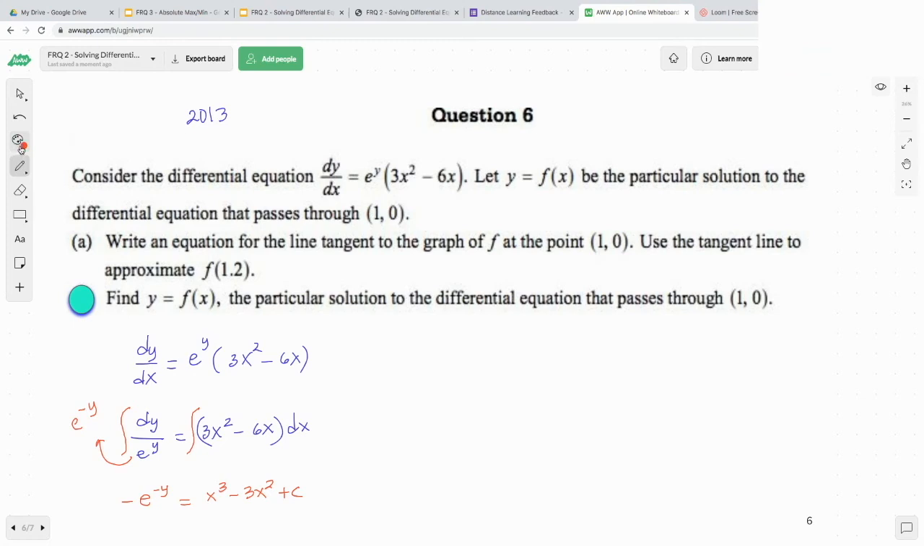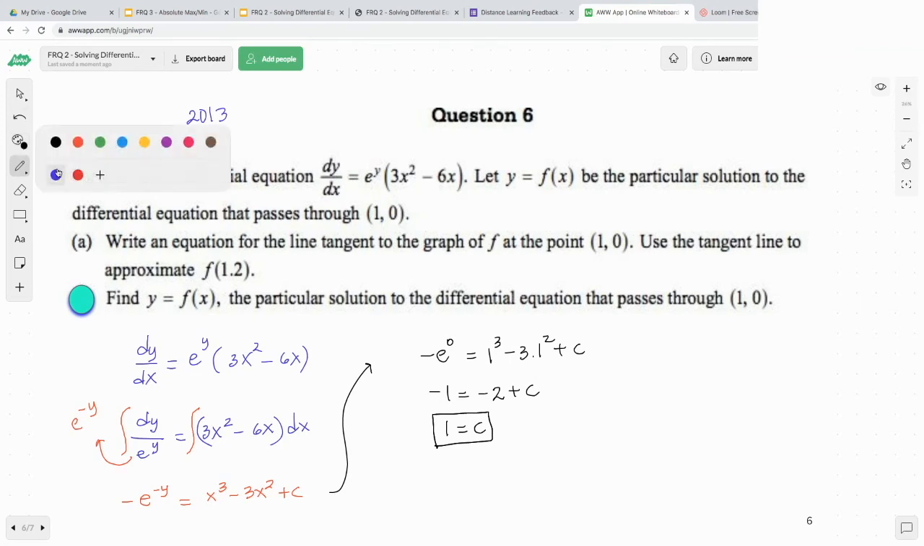So let's go ahead and plug in our initial condition to get c right here. So negative e to the 0 equals 1 cubed minus 3 times 1 squared plus c. So I have -1, 1 minus 3, -2 plus c. So c is going to be 1. So the rest is pretty easy. You just go ahead and plug in your c, and it becomes negative e to the negative y equals x cubed minus 3x squared plus 1.